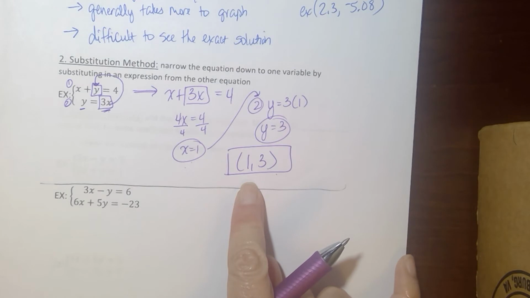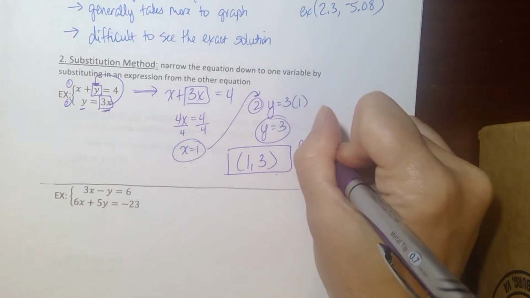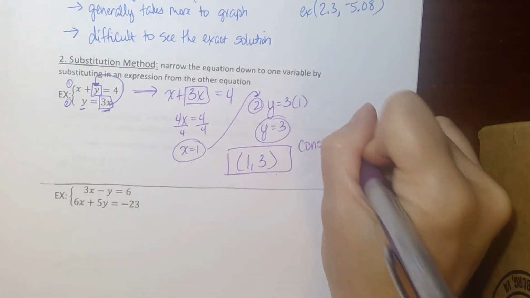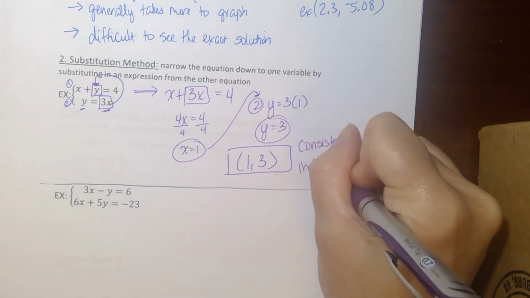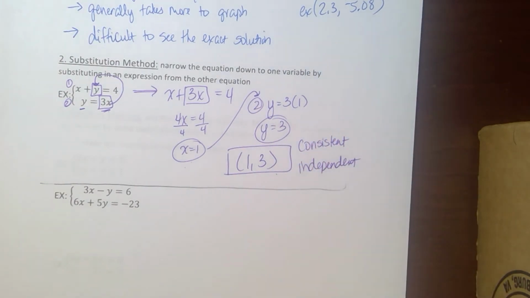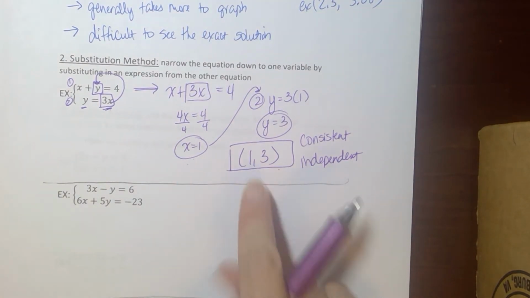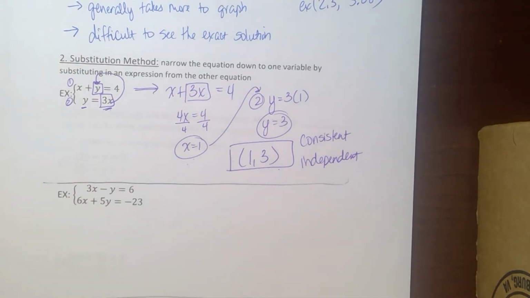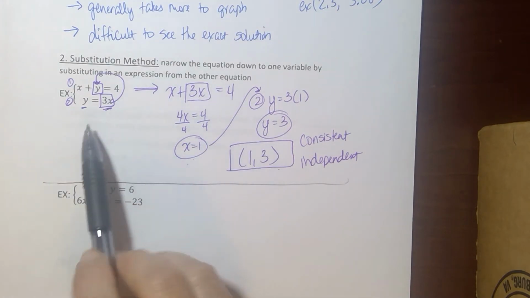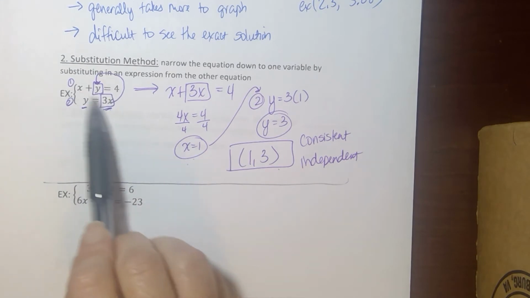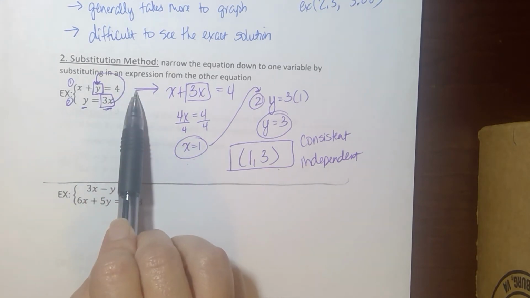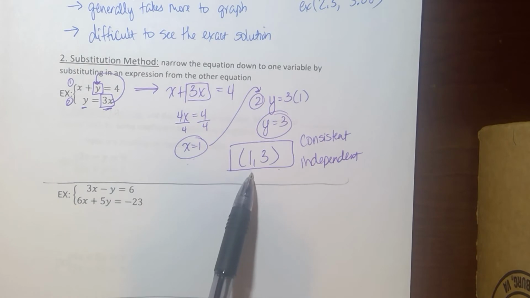Because I have a single solution, this system is consistent. It has a solution, and it's independent. They are two independent graphs, not the same line on top of each other, because they only intersect in one point. If I wanted to think about what these lines would look like, I'd have to see whether my slope would be positive or negative. This has a positive slope. That one, if I move that x over, would have a negative slope, and they're going to intersect at that point 1, 3 in the first quadrant. All right, let's do the second example.